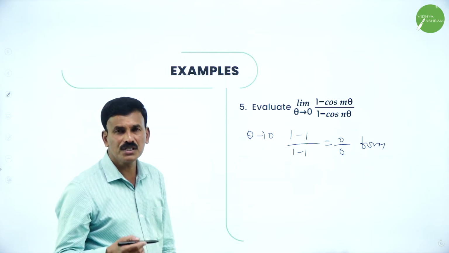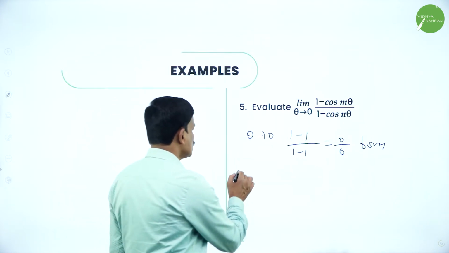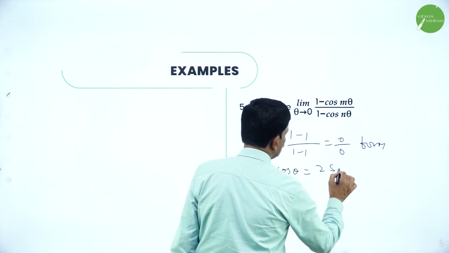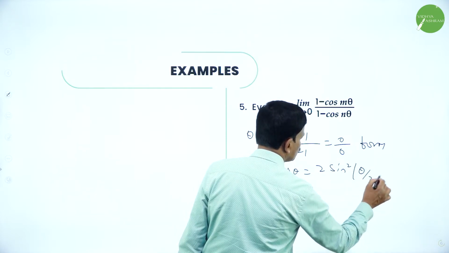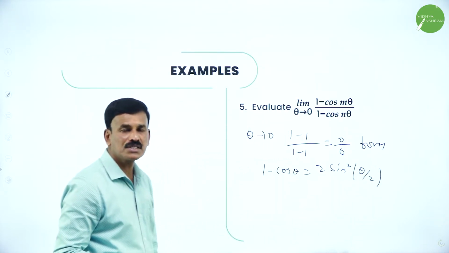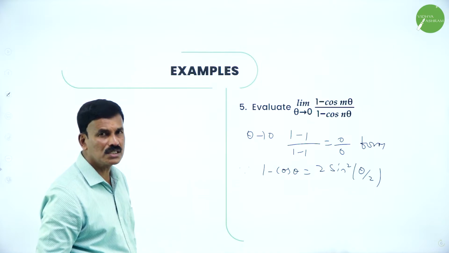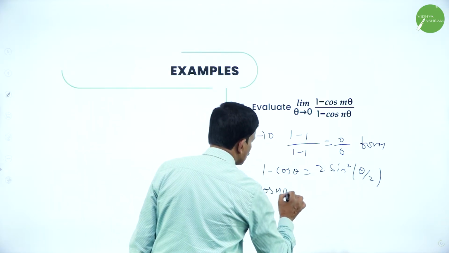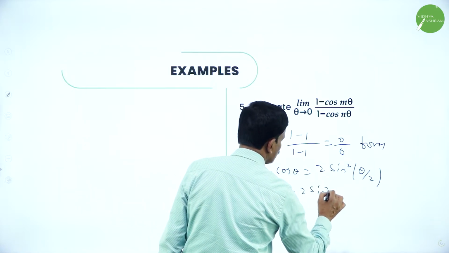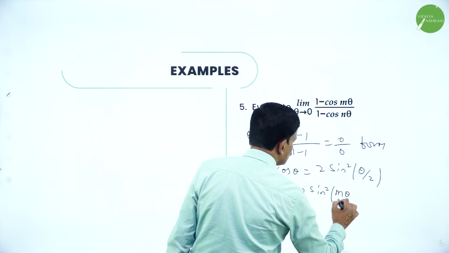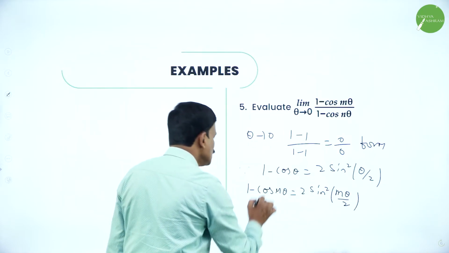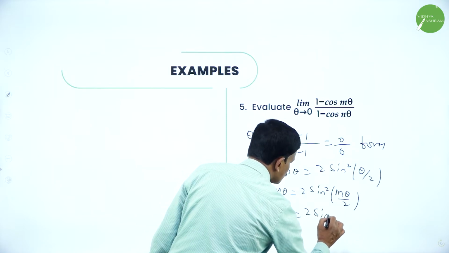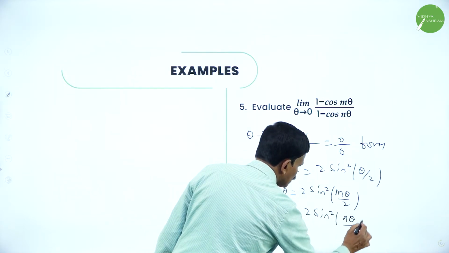Now let us convert using the half-angle formulas, since we know that 1 minus cos theta is equal to 2 sin square theta by 2. This is the formula. So 1 minus cos m theta can be written as 2 sin square, instead of theta, it is m theta divided by 2. Similarly, 1 minus cos n theta is equal to 2 sin square n theta divided by 2.